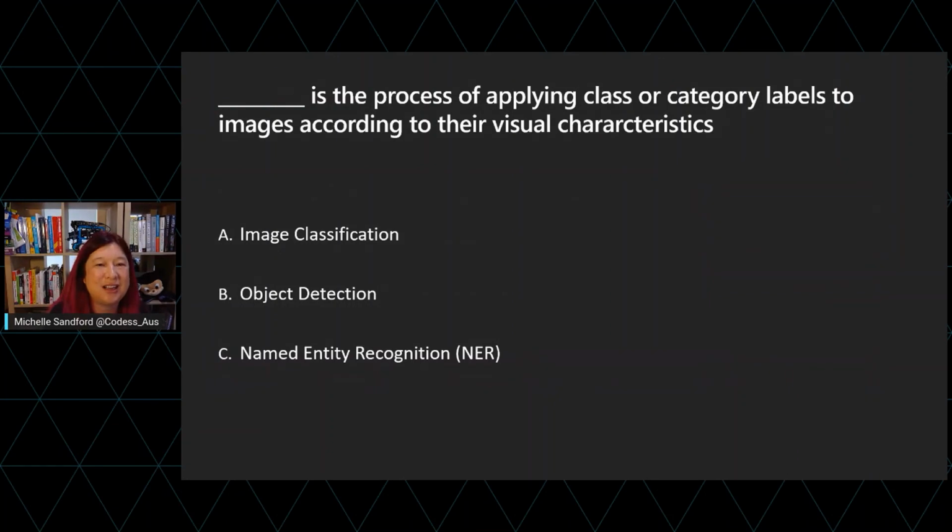What is the process of applying class or category labels to images according to their visual characteristics? This is image classification. Classification. Like that's literally the definition. Object detection is detecting objects, and named entity recognition. This is a text thing, so it will classify predetermined types or categories such as people, products, and locations.